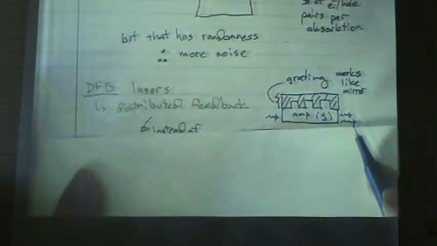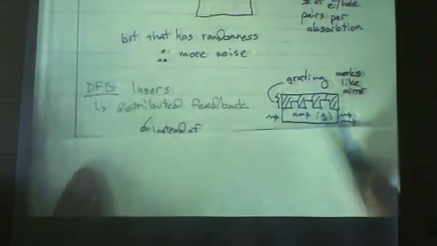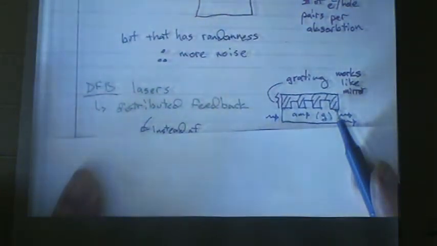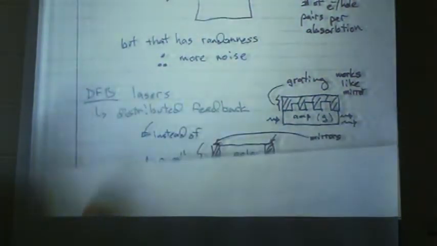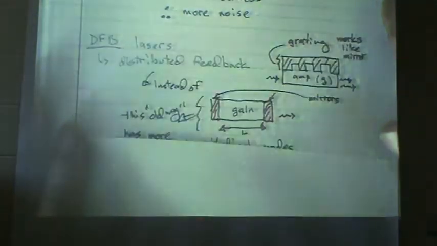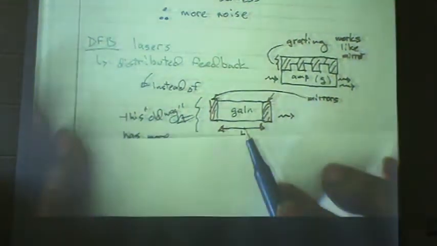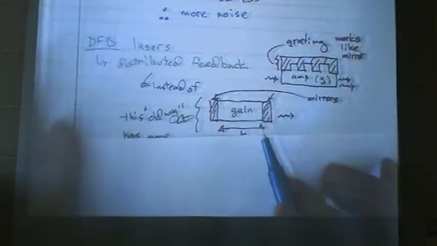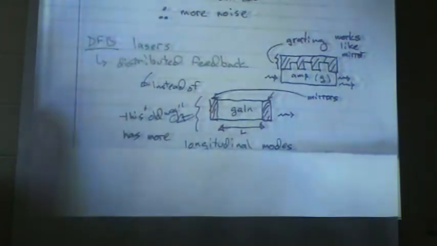But rather than putting my mirrors on the edges, a DFB uses a distributed fiber Bragg grating, which is something you're familiar with. Those work like mirrors. Instead of putting my mirrors at the edge of the gain medium. This was the first way people built laser diodes, or lasers, that we use in telecommunications. But in this old way, you've got the mirrors at the edge.